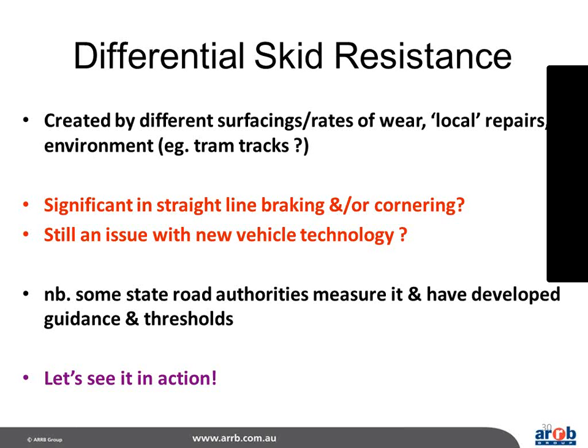We can get differential skid resistance for a number of different reasons. It can be created by different surfacings. We might have some haunching or some trenching in the road. It can be different rates of wear. We can have local repairs. It could even be a differential friction provided by the road environment. For those people down in Melbourne, for example, it's not unusual to drive with one wheel on the black stuff and one wheel on a tram track, and we try and avoid that if we possibly can.